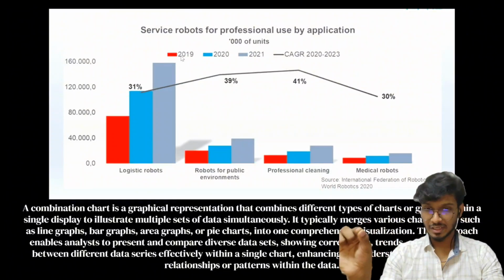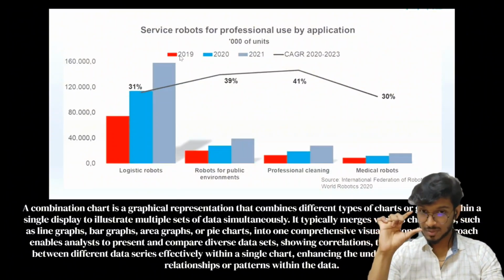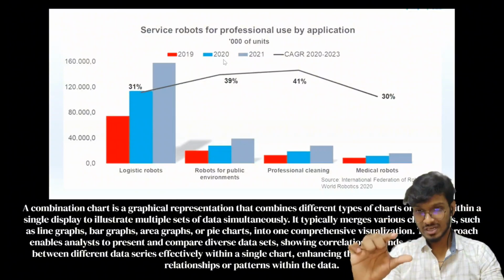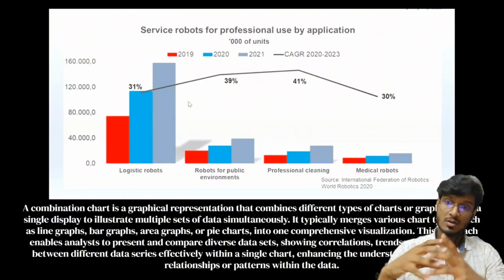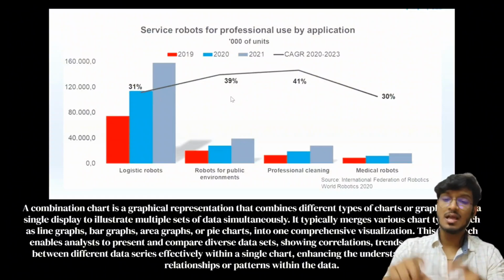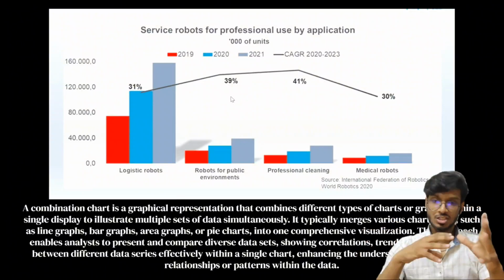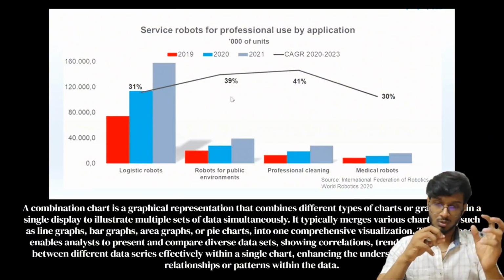In 2019, it is represented by red. In 2020, it is represented by blue. In 2021, it's represented by gray. And what does this line chart represent? The line chart represents CAGR, the cumulative annual growth rate.